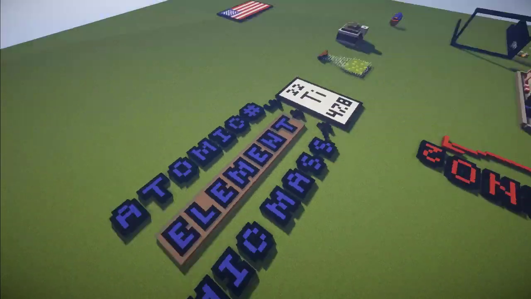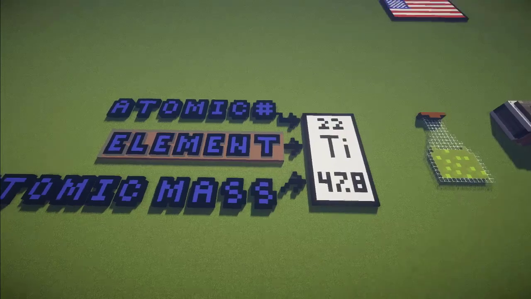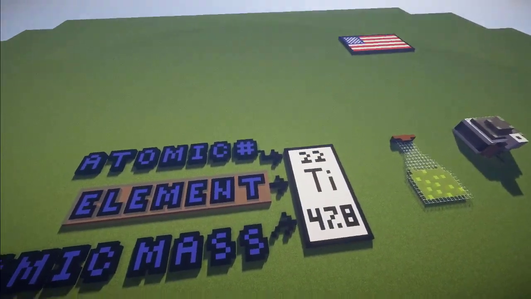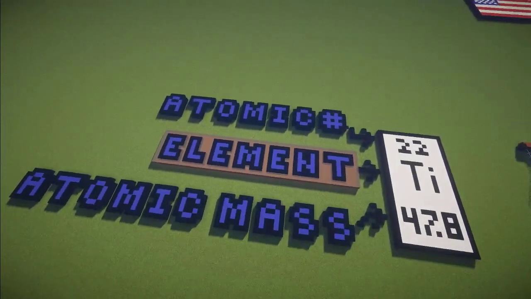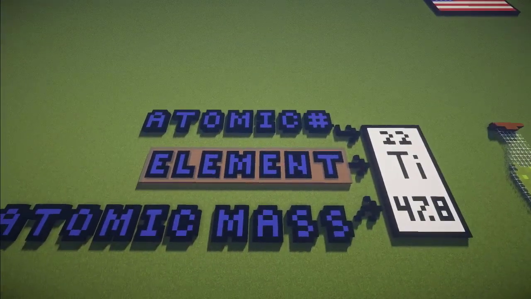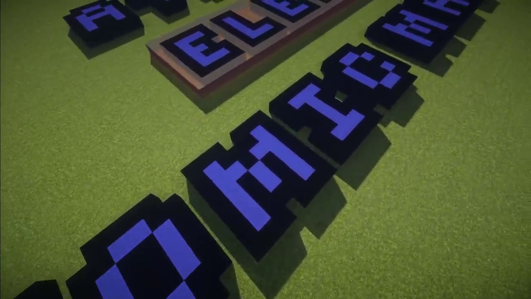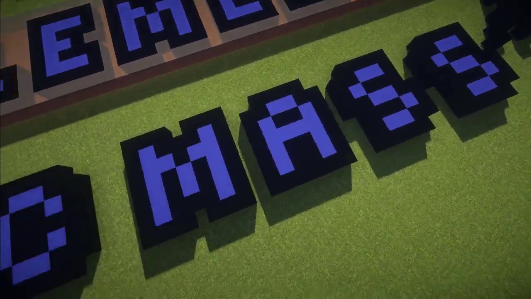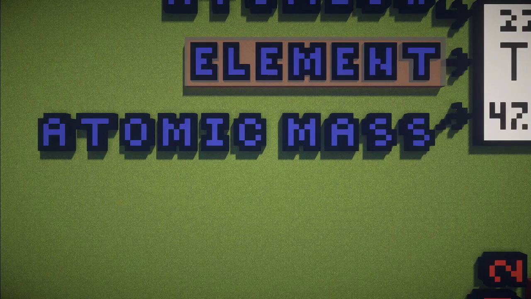Next we have this. This is an element on a periodic table. You have your atomic mass on the bottom, your element in the middle, and your atomic number on the top. This is pretty straightforward, as it's really only explaining what each of these are. First, we have our atomic mass. This is just the mass of an atom. It's approximately equivalent to the protons and neutrons in the atom.